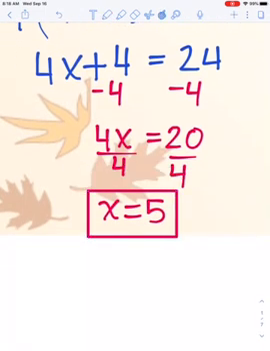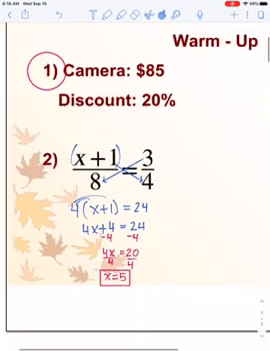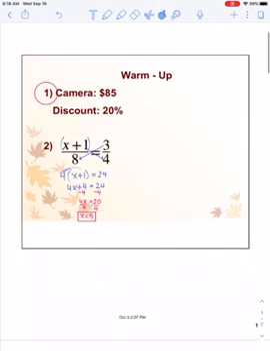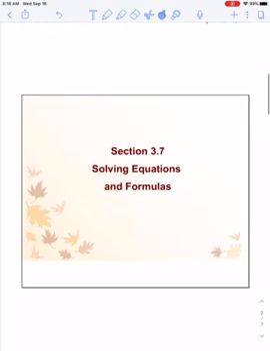Okay, so it's just cross multiplication, but you just have to be careful. If there's more than one term on the top somewhere, you have to distribute. Okay, again, do number 1 on your own, and then we'll move on.